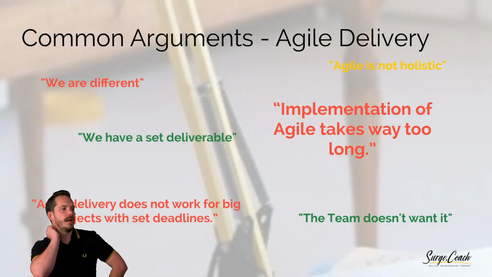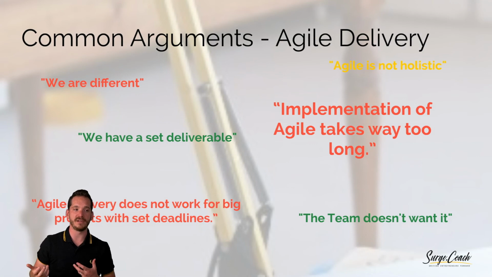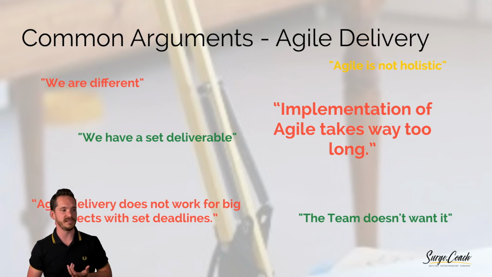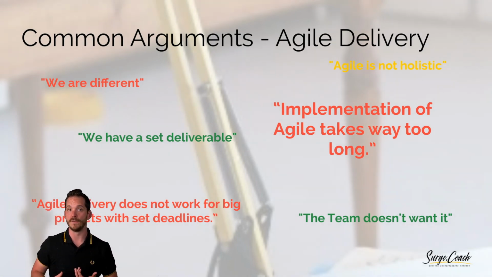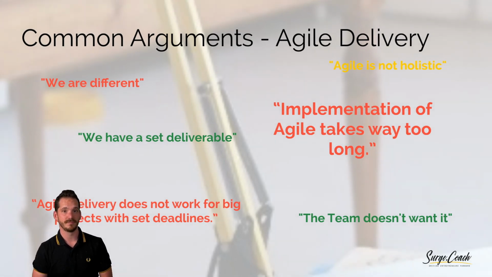Now, common arguments against agile delivery, and this is specifically agile delivery: We are different, we have set deliverables, implementation of agile takes way too long, agile is not holistic, agile delivery does not work for big projects with set deadlines, the team doesn't want it. Which of these will I accept as a valid argument?